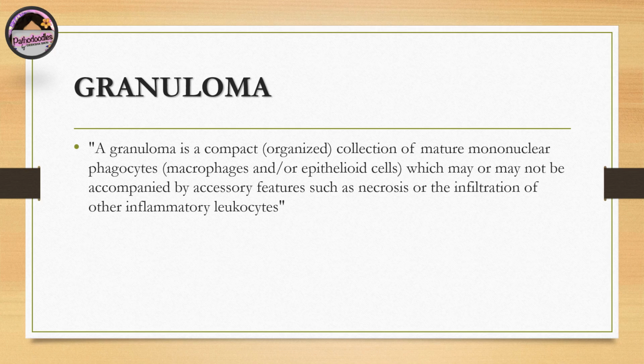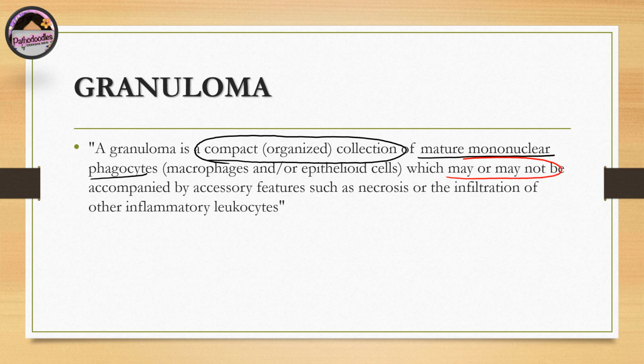Granuloma. Now, I'm sure everybody knows a lot about granulomas and the different places where we see them, but let's take a throwback to one of the pioneering articles which described granuloma for the first time properly as a compact organized collection. So remember, it's an organization of mature mononuclear phagocytes, whether they are macrophages or activated macrophages called epithelioid cells, which, this is very important for you to remember, may or may not be accompanied by accessory features like necrosis or infiltration of other inflammatory leukocytes.